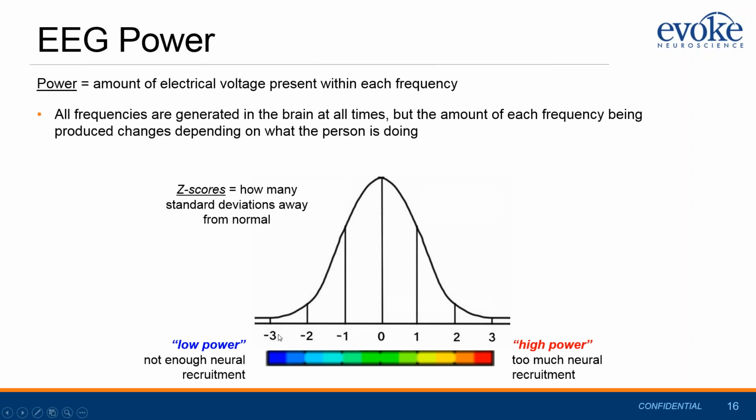And we color code this with the rainbow. So blue means low power. My patient isn't having enough neural recruitment to produce this specific frequency. And red is high power. My patient has too much neural recruitment and is producing too much of this specific frequency.